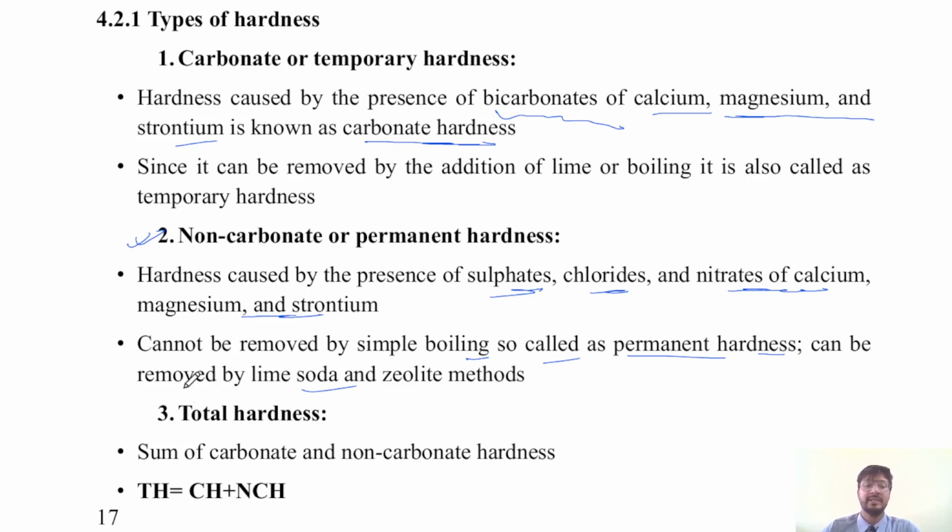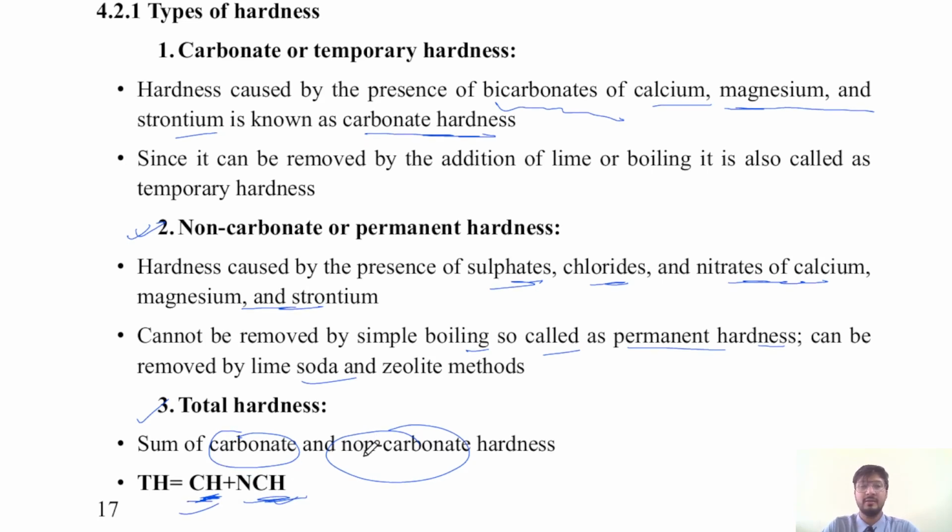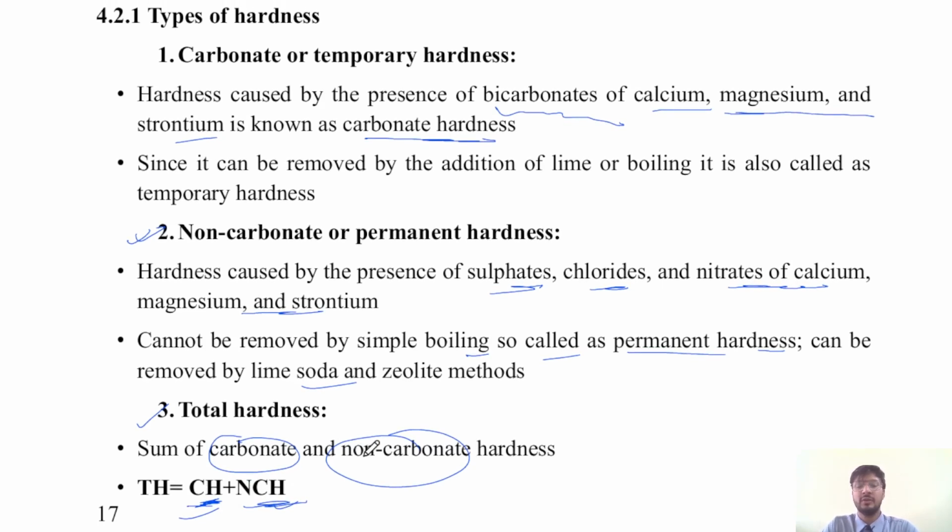And last one is total hardness. Total hardness is the summation of carbonate and non-carbonate hardness. CH here means carbonate hardness and NCH is the non-carbonate hardness. So the sum of carbonate hardness and non-carbonate hardness gives the total hardness.